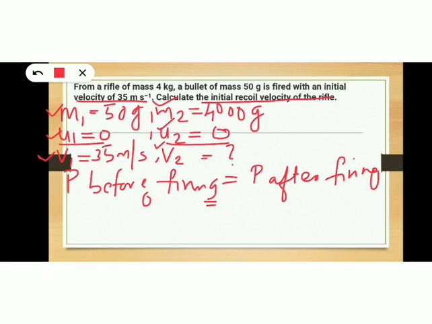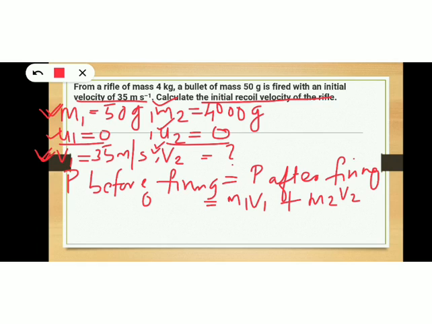After firing, V1 is the velocity of the bullet and V2 is the velocity of rifle. So substitute the equation. Total momentum after firing will be momentum of the rifle plus momentum of the bullet, or momentum of bullet plus momentum of rifle. Okay, so what is the final momentum of bullet? It is m1 into v1. And what is the final momentum of the rifle? It will be m2 into v2. So we got 0 equal to m1 v1 plus m2 v2, and we need to find out v2.